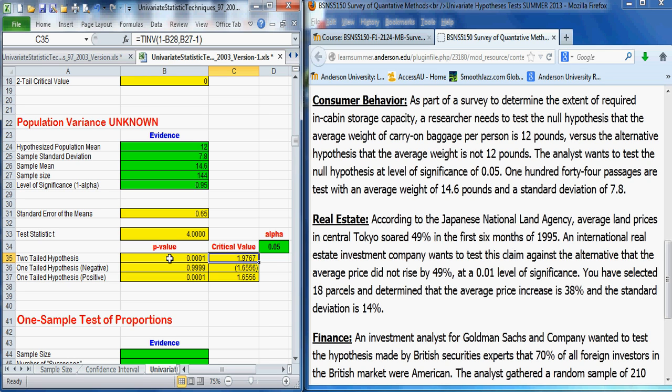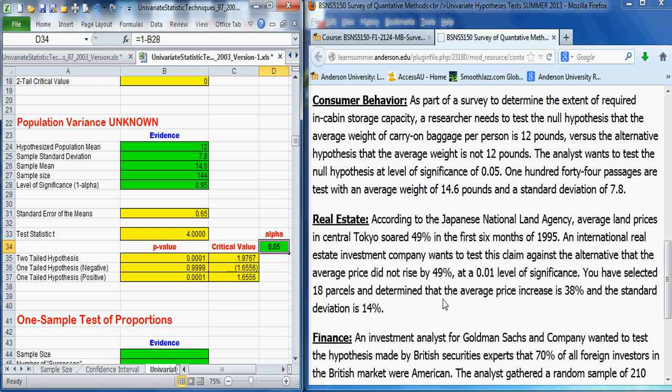A second check would be to compare the p-value, in this case 0.0001, to alpha. It is also less than, therefore we reject the null and state that the null is not true, that the average weight is not 12 pounds. And therefore some result from that would happen.